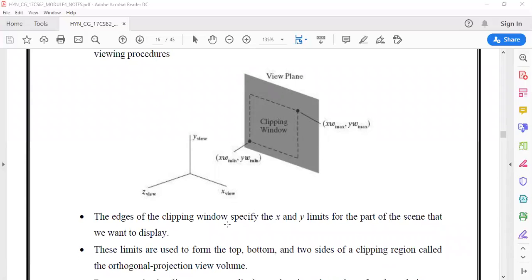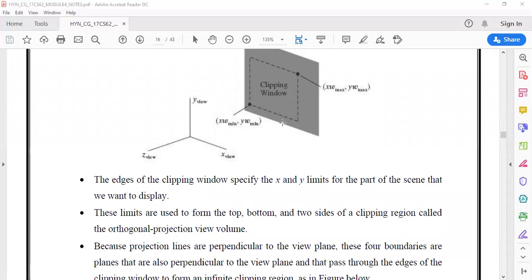The edges of the clipping window specify the x and y limits for the part of the scene that we want to display, because x is varying from xw min to xw max and y is varying from yw min to yw max. These limits are used to form the top, bottom and the two sides of the clipping region. This part is also called the orthogonal projection view volume.